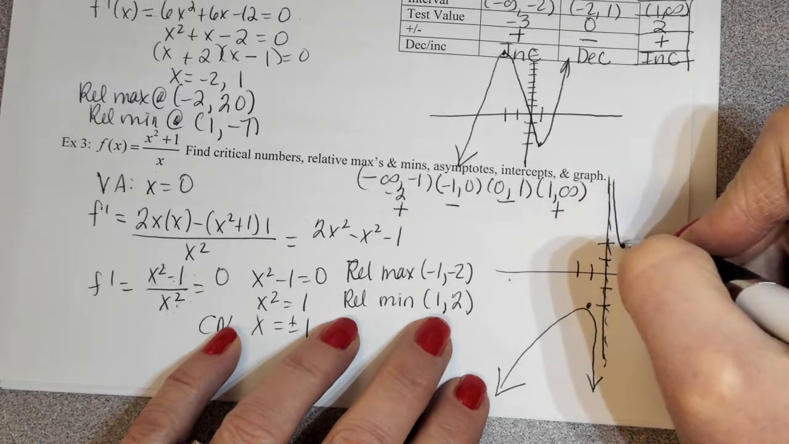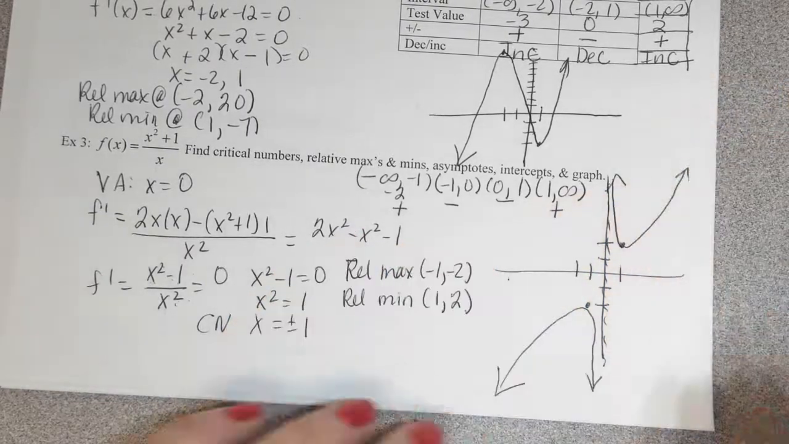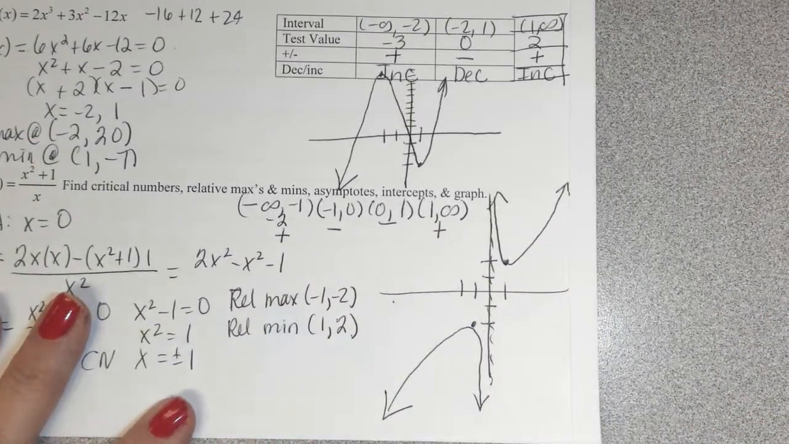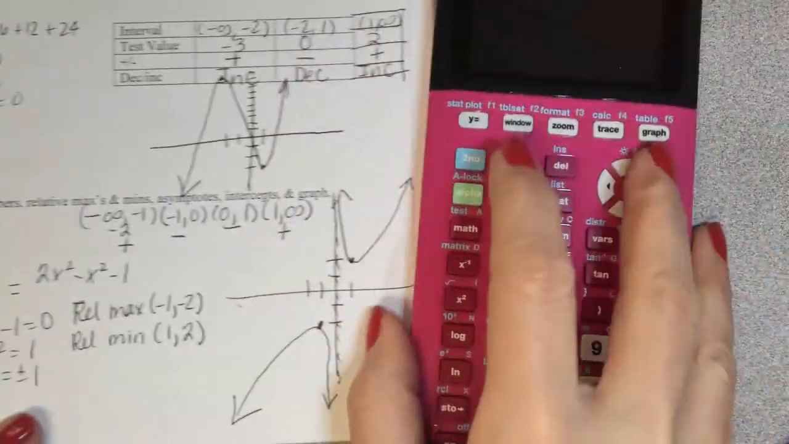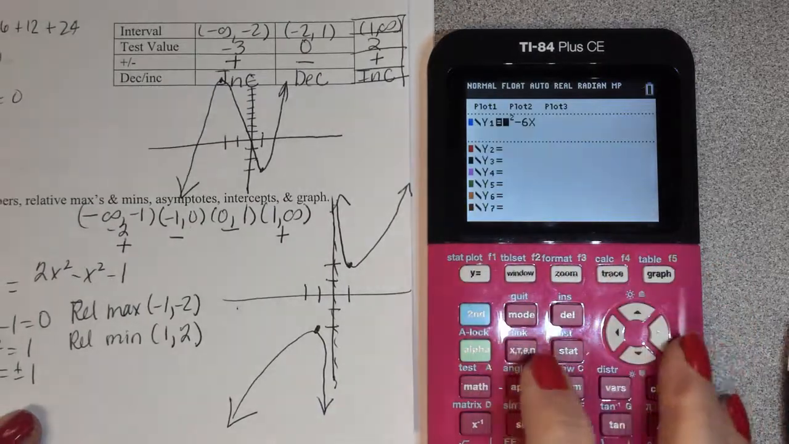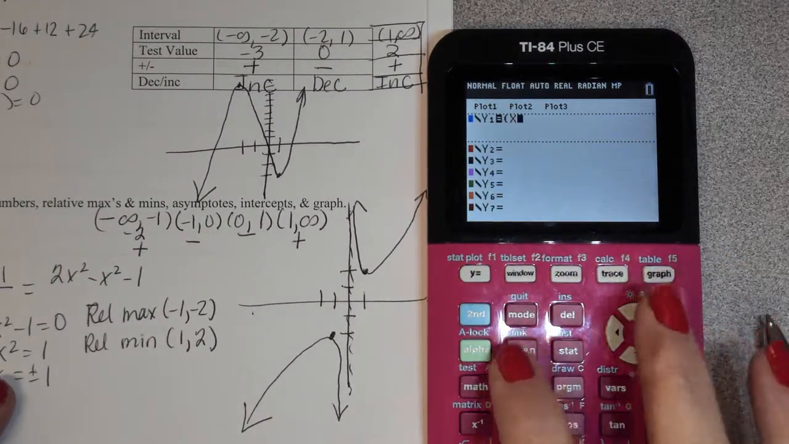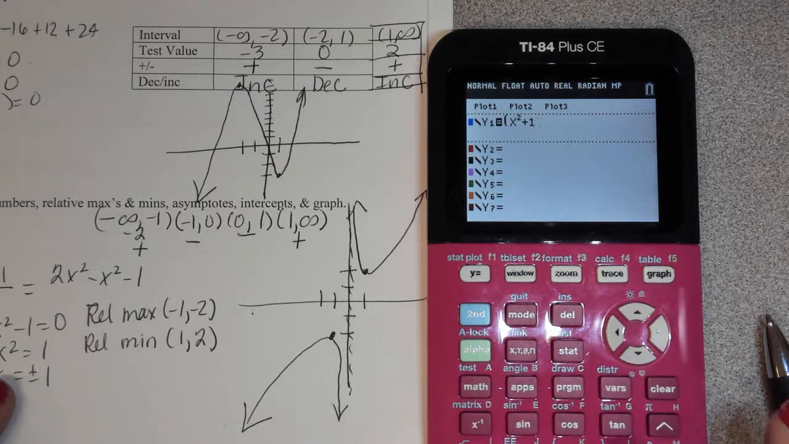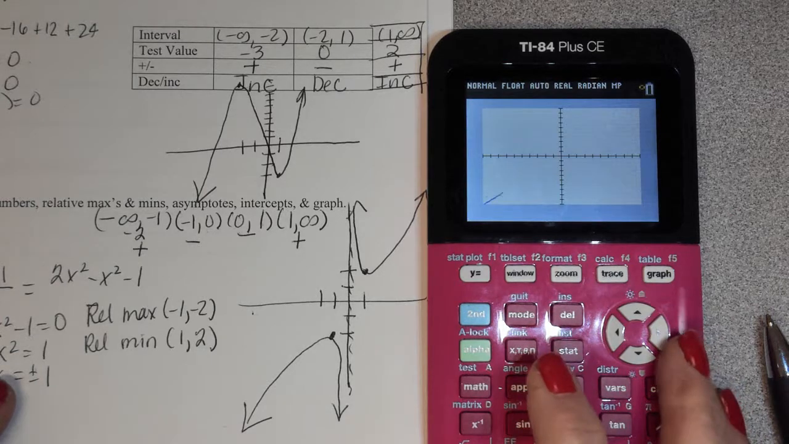That's got to be the lowest point. And then from 1 to infinity, it's got to be increasing. So this is about what our graph's going to look like. It's not going to be perfect, but at least we have some idea. If I come back to the graphing calculator, I want to put in parentheses x squared plus 1, all of that divided by x, zoom 6, and you can see that that is what the function looks like.